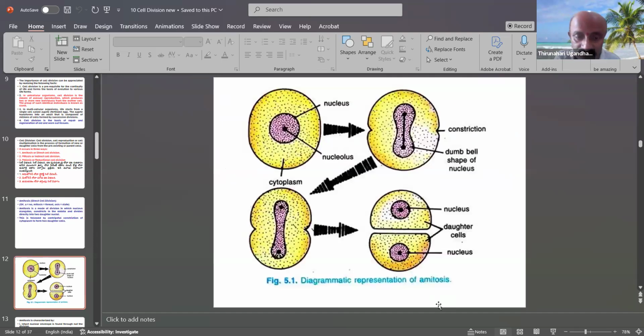Here is also a diagram representing amitosis. A single cell of a bacterium divides its nucleus and forms two cells. These two cells are structurally and functionally similar to the parent. That is, amitosis occurs. This is an important type of cell division which can occur in bacteria.